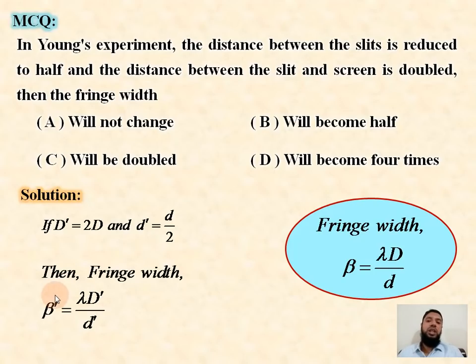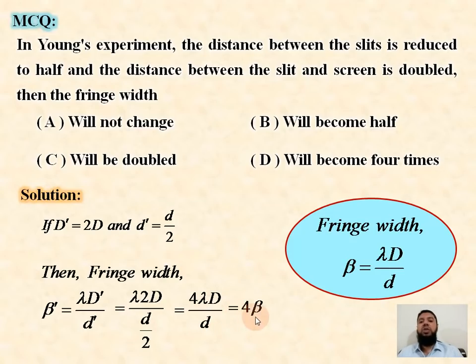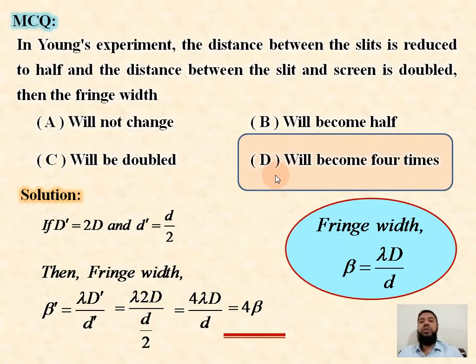The new fringe width is beta dash, which we will get by lambda capital D dash by small d dash. Substituting the values, lambda into 2D, since the screen distance is doubled, and the distance between the slits is halved, so d by 2. On simplifying, 4 times lambda capital D by small d. Lambda capital D by small d is nothing but beta. Substituting, it becomes 4 times beta. Hence the fringe width will become 4 times. Hence the correct option is option D.